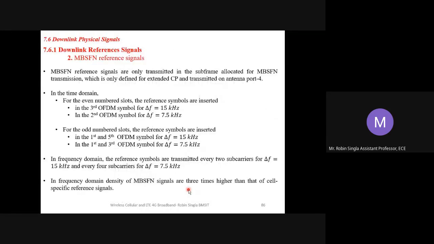Next is MBSFN reference signals. So who can tell me the full form of MBSFN? We have seen this in the last lecture. MBSFN. Anybody? Anybody speak? Tell me.